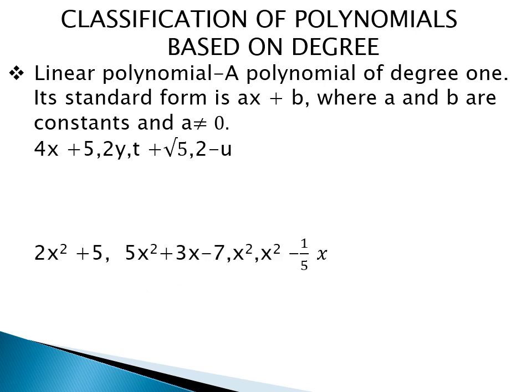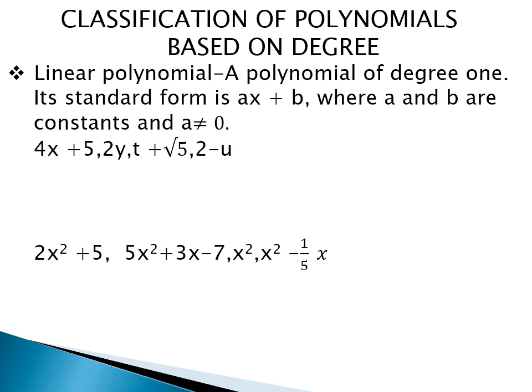Next examples: 2x square plus 5, then 5x square plus 3x minus 7, then x square, then x square minus 1 by 5x. Now check all the terms. In the first, the highest power is 2. The second has 3 terms, still the power is 2 only. x square is a single term, and the power is 2 only. The next, x square minus 1 by 5x, also has power 2 only. So all these examples have the highest power 2.